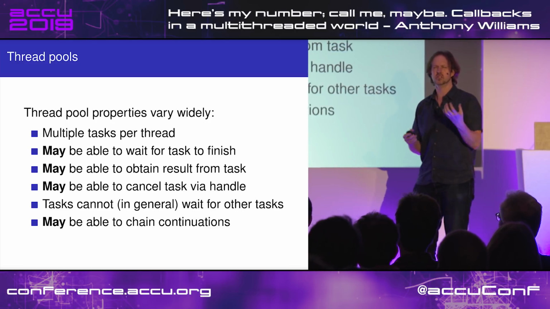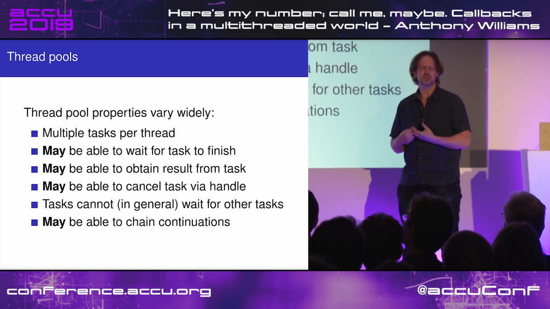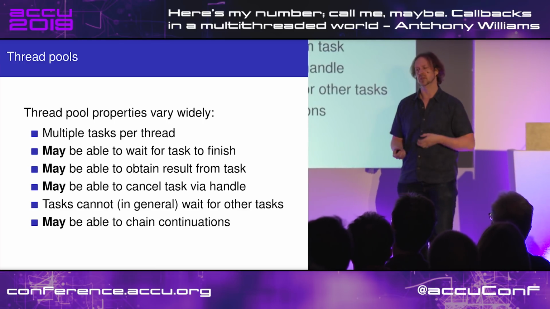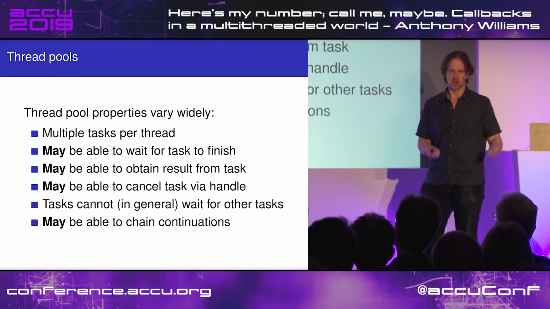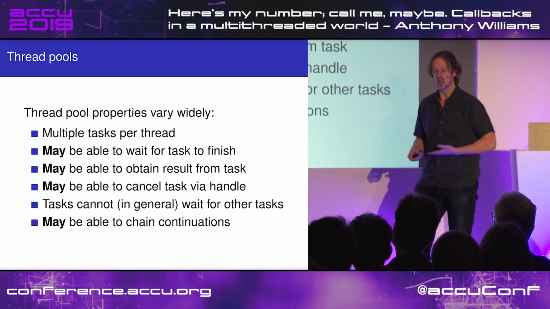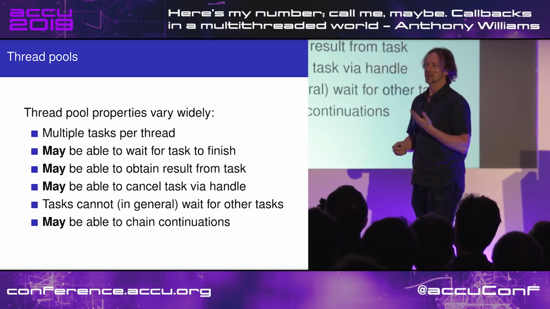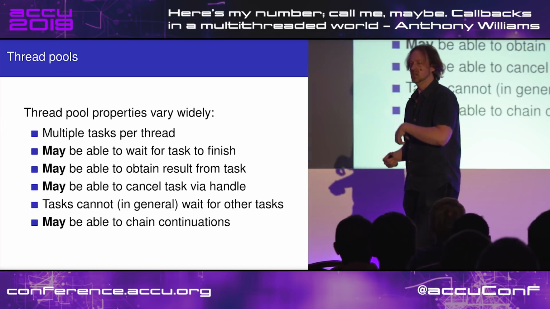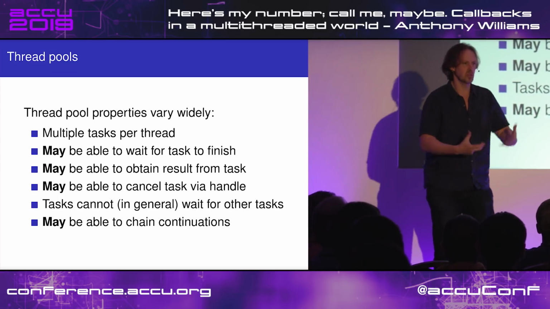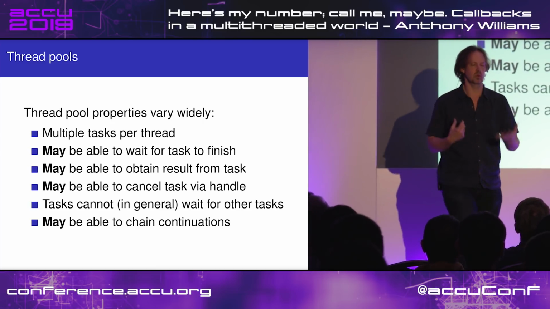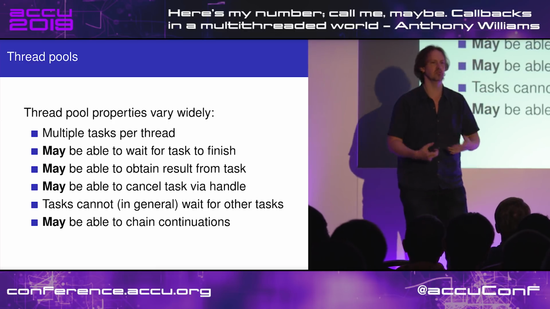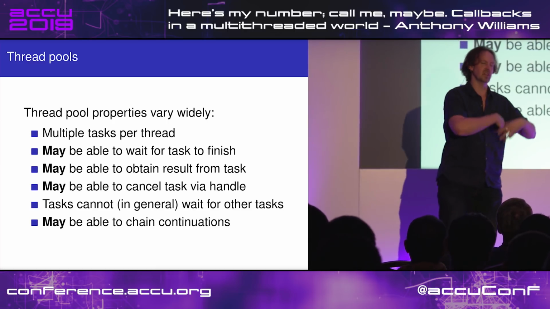The thing is that your thread pool has varying properties depending on quite how you've written it, where you've got it from, whether it's something you picked up from a library or whether it's something you've written yourself. The key feature, of course, is that it's going to have multiple tasks per thread, because that's why we're using a thread pool. We're going to reuse our threads, so you start with, it runs a task. When it's done, it picks up another task from the queue rather than stopping the thread and starting a new one.